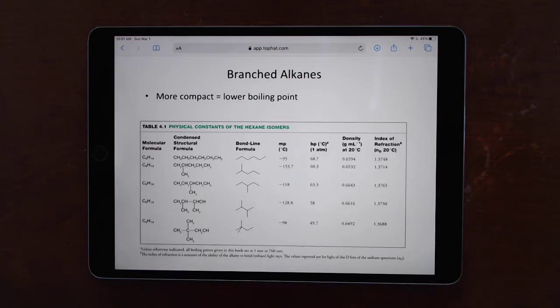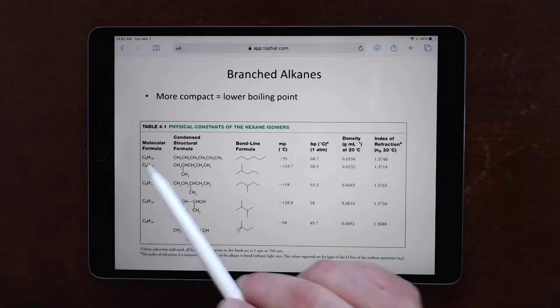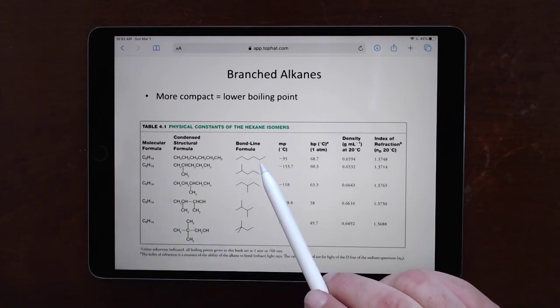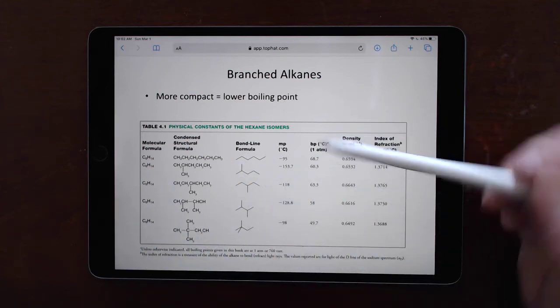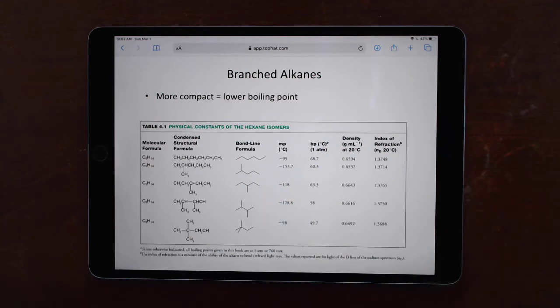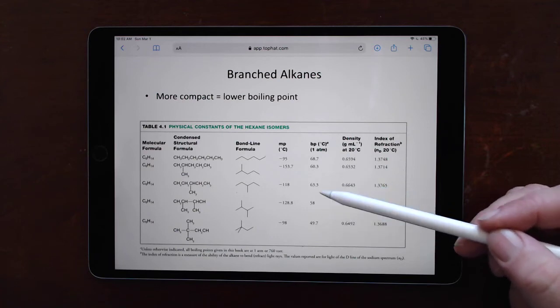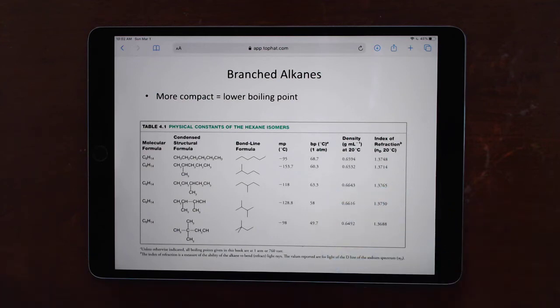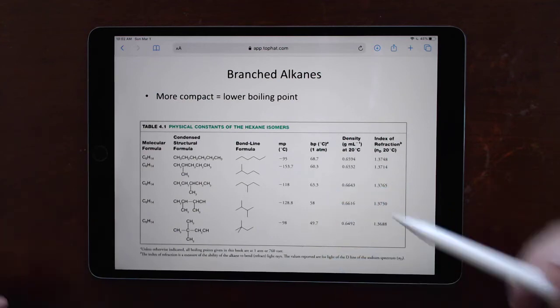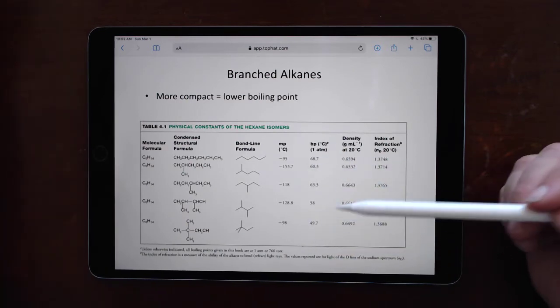Okay. Now, again, for the branched alkanes, remember we were talking about this in the last chapter when we were talking about boiling point. The more compact it is, the lower the boiling point. So if we have a normal, so these are all hexane isomers, because they all have the same formula. But this one has the highest boiling point at 68. But as it becomes more condensed, as it becomes more branched, notice how the general trend is the boiling point goes down. The melting point's a little more complicated, but boiling point's not too bad.